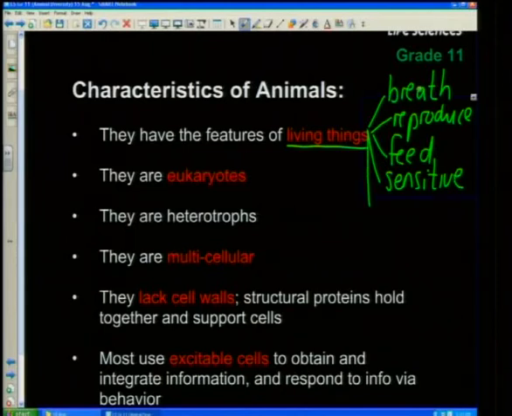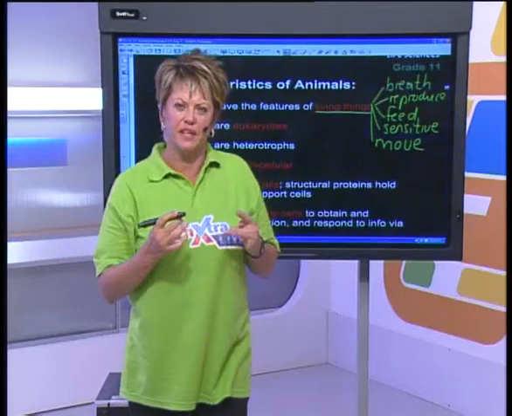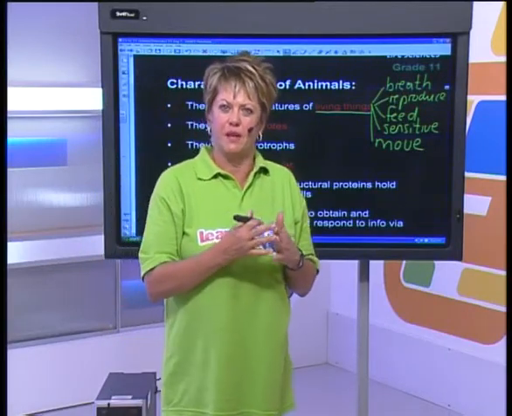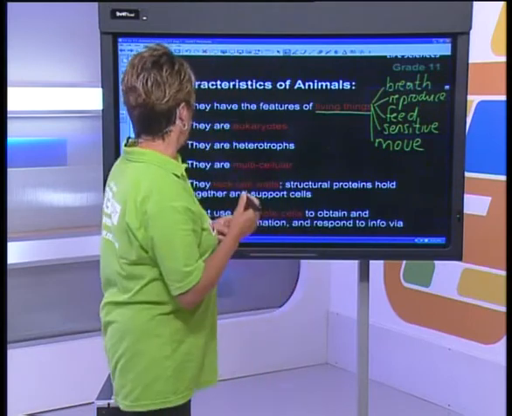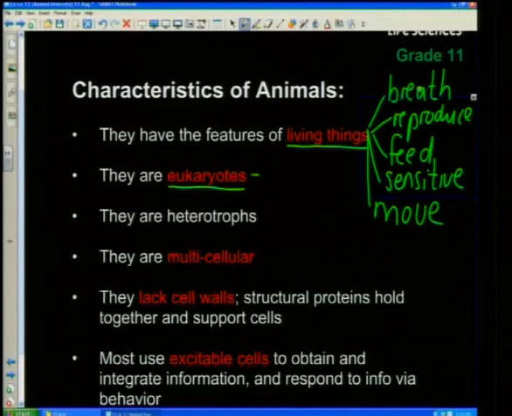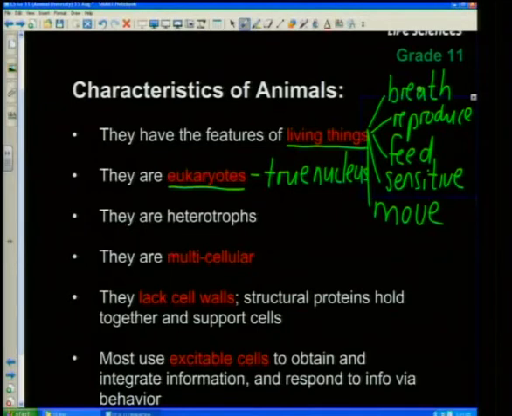Can you think of some more? All right, so they can move. Those are mainly the different characteristics that make this group of animals alive. They are eukaryotes. Can you remember this term? That means that there is a true nucleus. They are heterotrophs, opposite to plants.